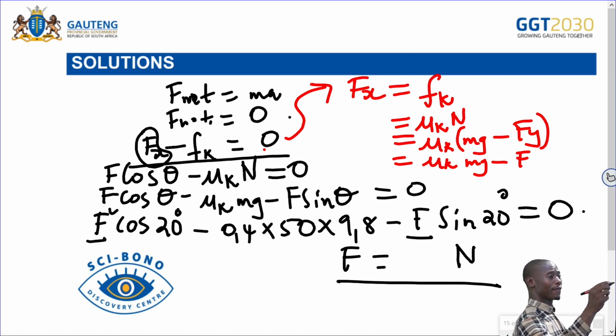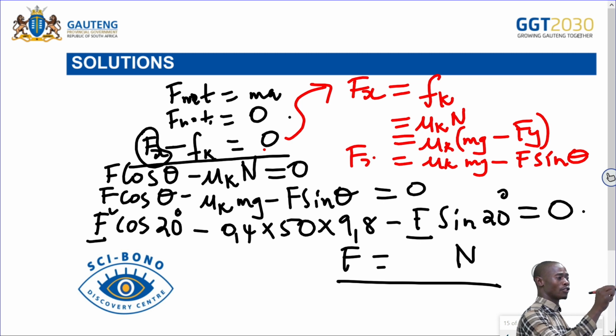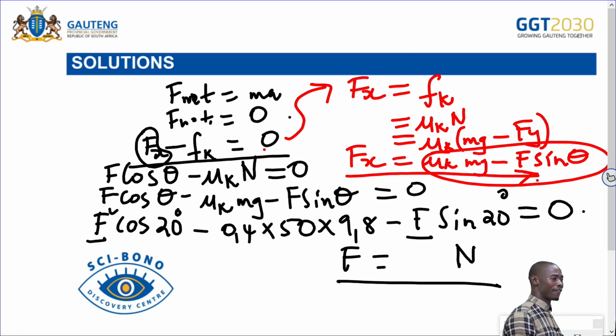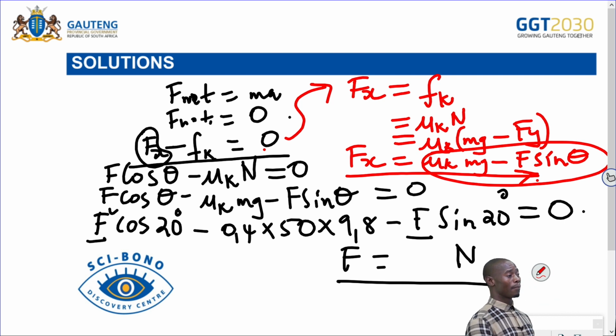Which is going to be F sine theta, all right? So I think it's the same thing, because that is your Fx, which means that where there is your Fx, you can substitute by mu k mg minus F sine theta. So this is what you can do here.